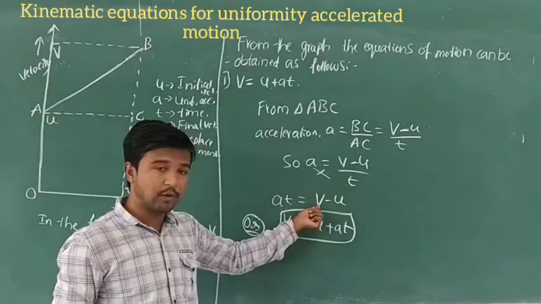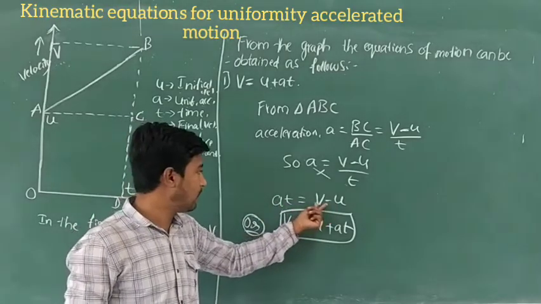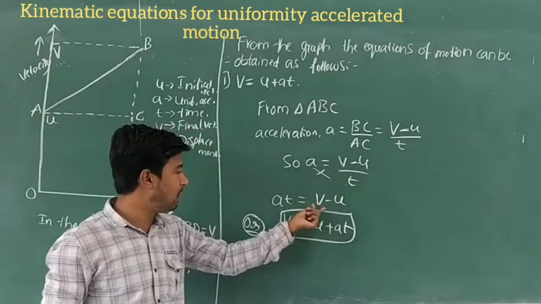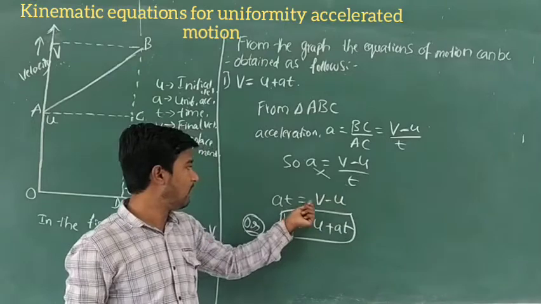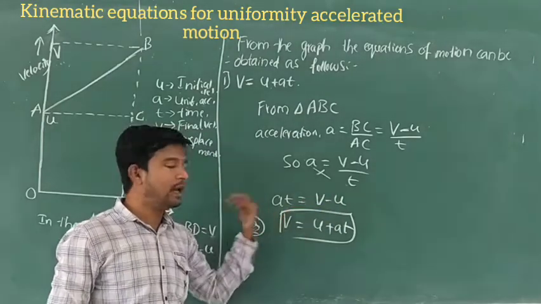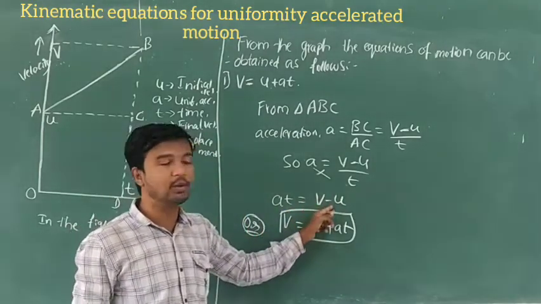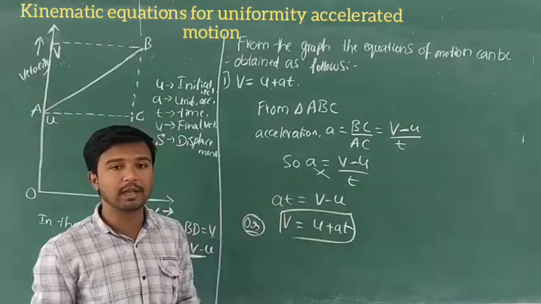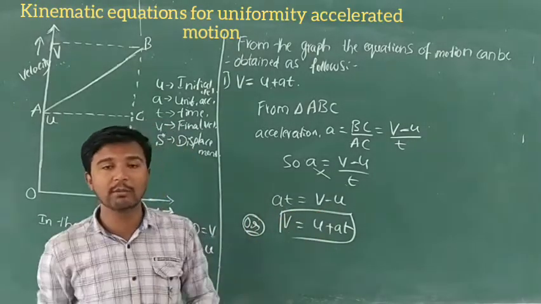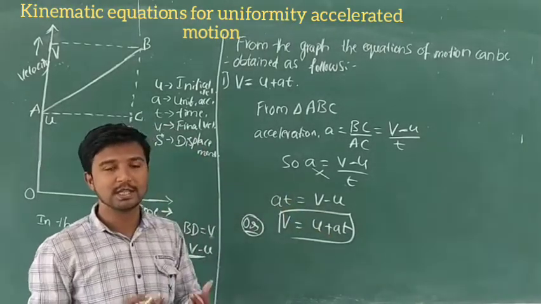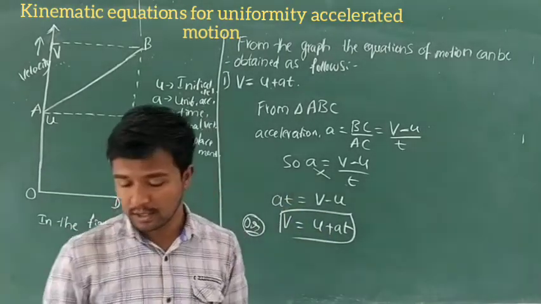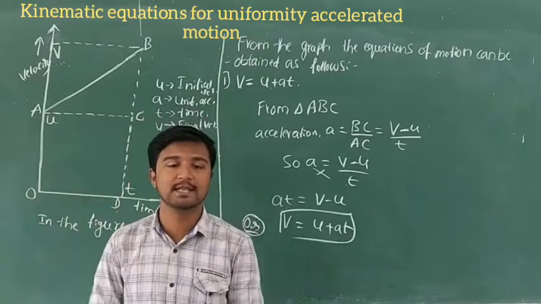Okay, so for the velocity V value, V equals this minus U, I will put this on the other side. Minus U on one side becomes plus U on the other side. So that is U plus AT. So this is the first equation of motion derived using the velocity versus time graph.